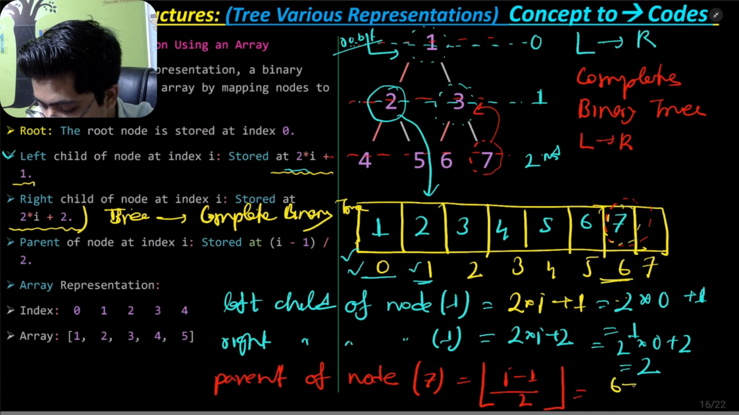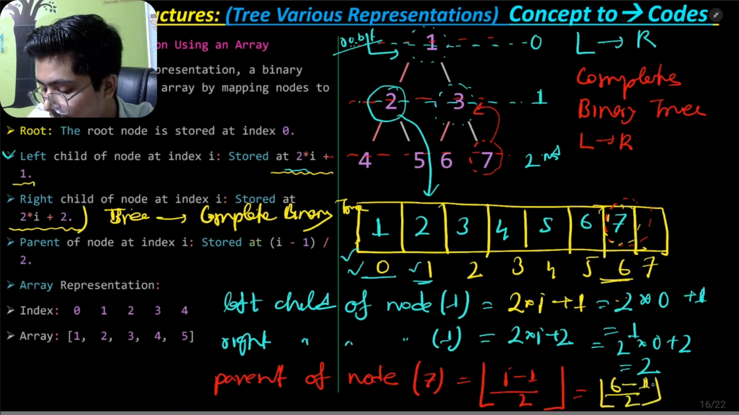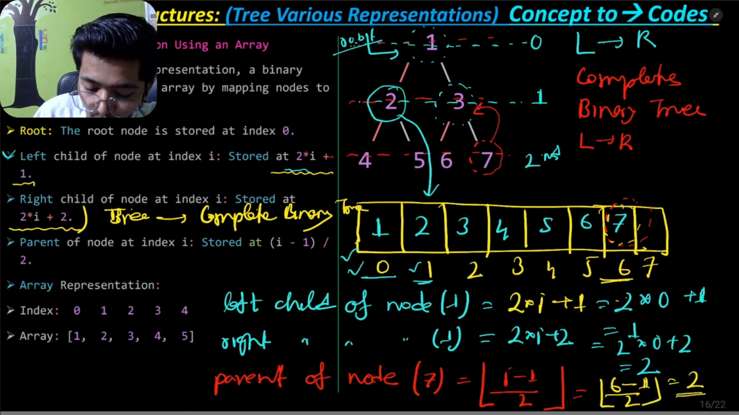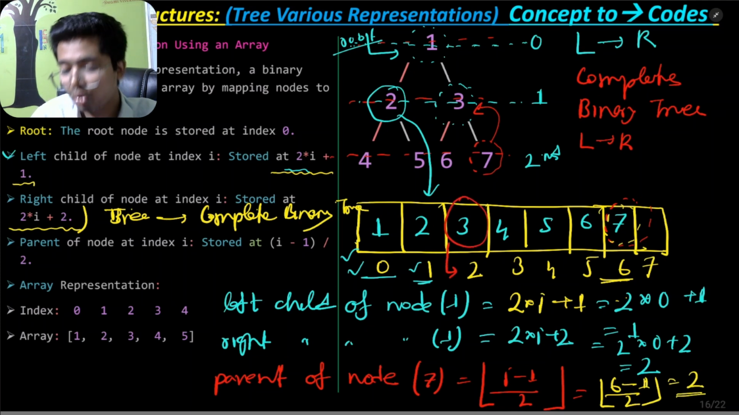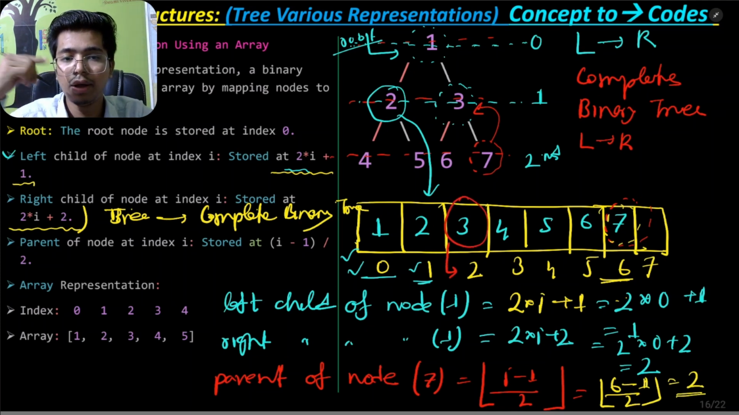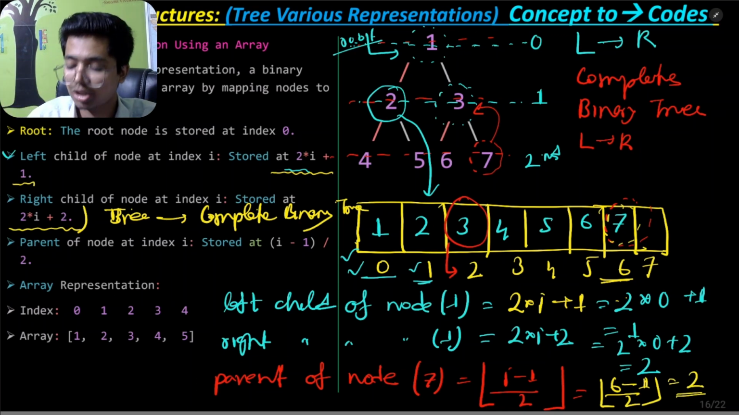So we substitute 6 minus 1 by 2 and take the floor value. 6 minus 1 is 5, and 5 by 2 comes to 2. That means the parent should be at position 2. If you notice, the 3 is already at position 2. So this is how we can get the positions of the tree representation in the array structure from these formulas.